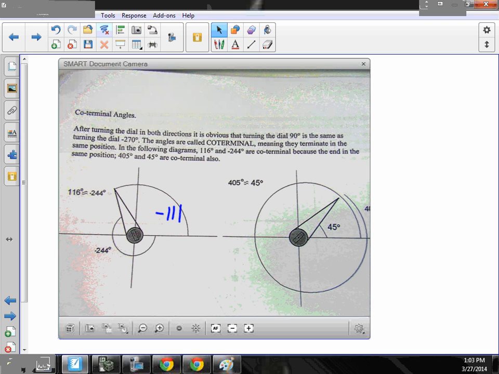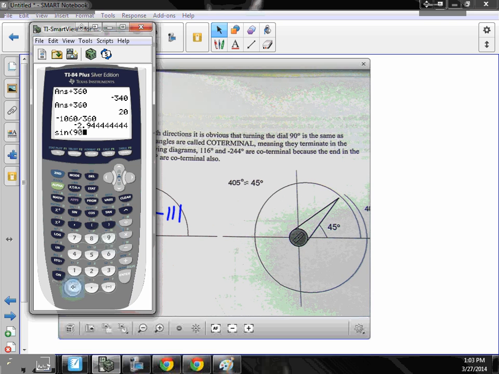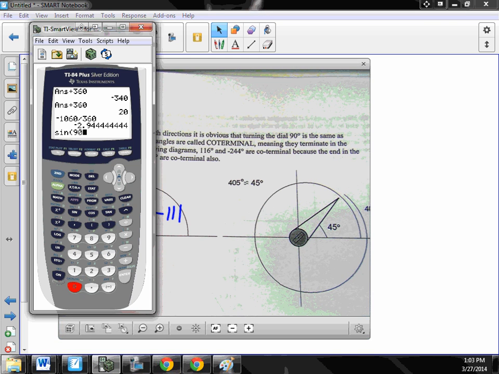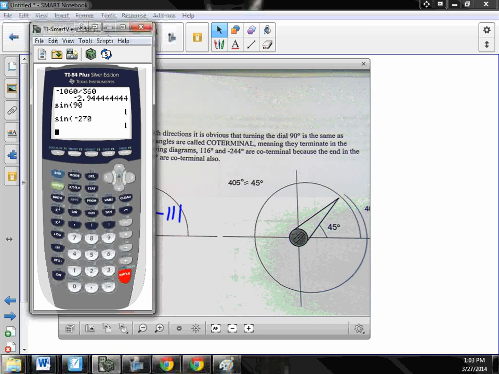To show you again, the sine of 90, we know what this is. How high is the wall when the angle is 90 degrees? 1. That should be the same thing as the sine of negative 270. And it is. Okay? Now, this will blow you away.